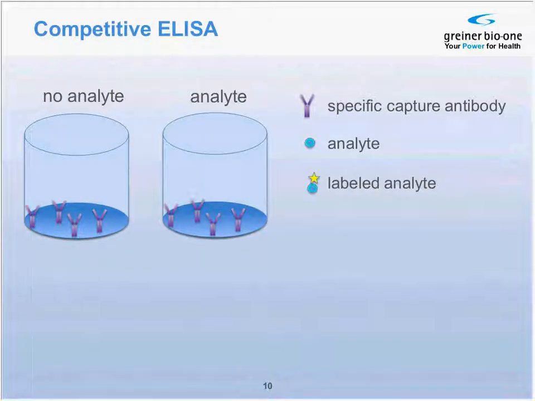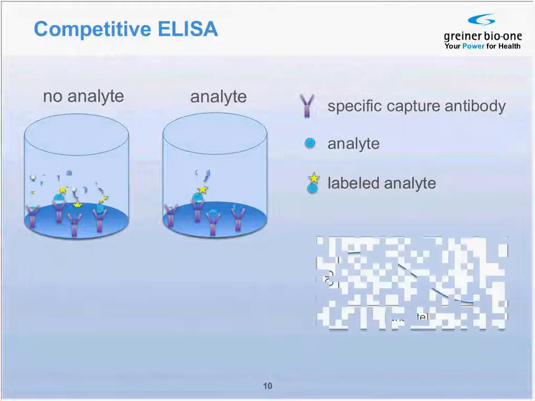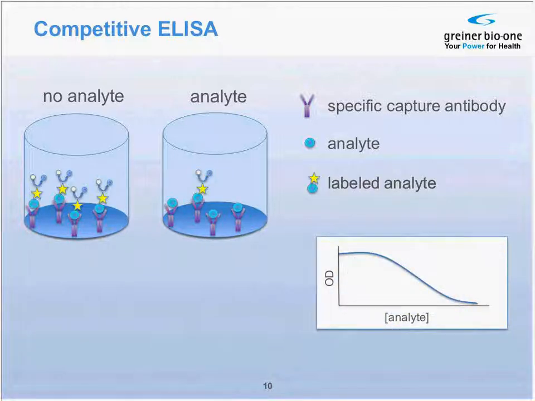In a competitive ELISA, an unknown amount of analyte in the sample and an introduced concentration of labeled analyte compete for binding to a specific capture antibody adsorbed to the microplate surface. If no analyte is contained in the sample, only labeled analyte will bind to the capture antibody, which will result in a high signal intensity. If more analyte is contained in the sample, less labeled analyte will be able to bind to the capture antibodies, which will result in a weaker signal.